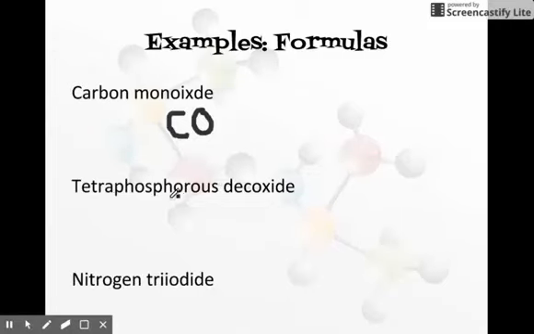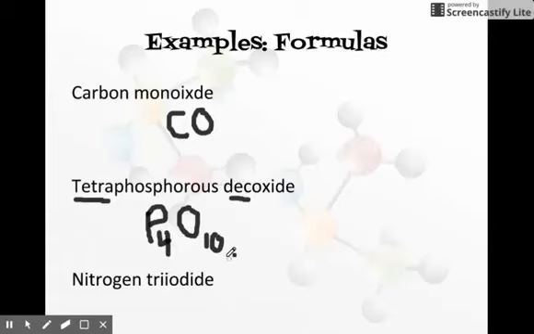So tetraphosphorus, so phosphorus is P. Tetra means 4, so P4. And then deca, 10. Oxygen, O. And then there are 10 of those. So P4O10. And then lastly, we have nitrogen triiodide. So nitrogen is N, no prefix, so it means there's just 1 and we don't write ones. And then iodide is really iodine. And tri means 3. So NI3.